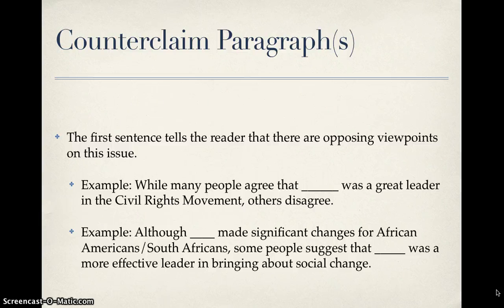Then, this is where we're putting in our counterclaims. So this can become 1 paragraph or 2 paragraphs. It depends on your writing. But the first sentence of your counterclaim paragraph or paragraphs tells the reader that there are opposing viewpoints on this issue. Example, while many people agree that he was a great leader in the civil rights movement, others disagree. Or, although he made significant changes for African Americans, Black South Africans, some people suggest that he was a more effective leader in bringing about social change. This shows that there are differing viewpoints on the issue of civil rights leaders.